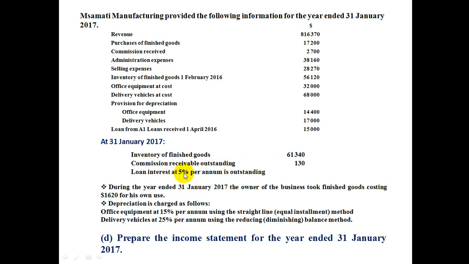Loan interest percentage is 5%. This means 5% is to be applied on this amount, and then we have to see for how many months the loan interest is not paid. During the year, the owner of the business took finished goods costing $16.20. So these are the reductions in the finished goods inventory which we should be showing in our cost of sales portion. Depreciation policy for this year: on equipment 15% using straight line method, on delivery vehicle 25% using diminishing balance method. Let's start working on income statement for Msamati manufacturing.